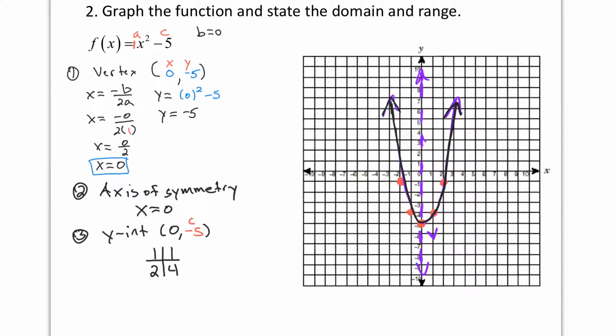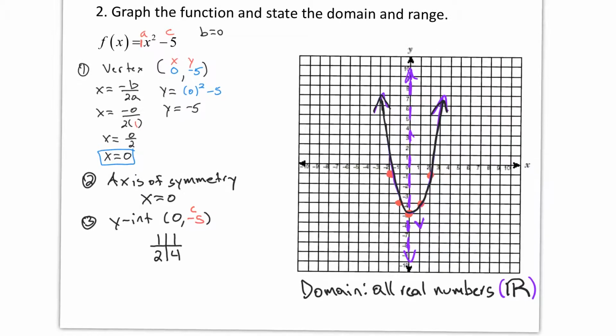So for your domain, you guys are going to write domain: all real numbers. Now there's a symbol that we can use, which is kind of like an R. You make two vertical lines parallel, and then you start making an R. This symbol means all real numbers. Can you guys use the symbol in my class? Yes, you can. I know that's all real numbers, so that is my domain. My range, it depends on the vertex.